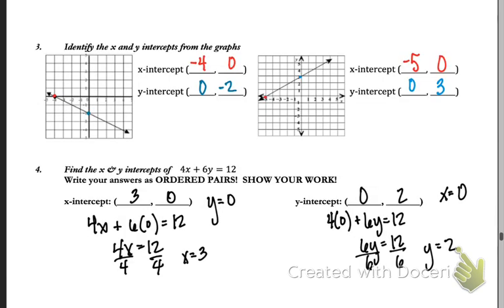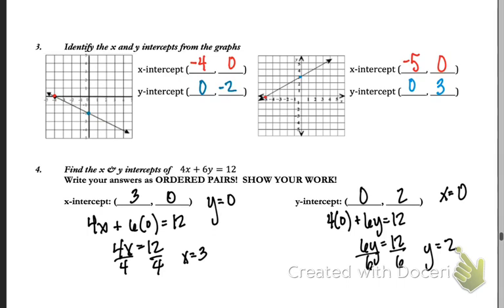Number 3. Identify the x and y intercepts from the graph. Remember, the x-intercept is where the graph crosses the x-axis. So you can see there's a red dot at (negative 4, 0). And the y-intercept is where the graph crosses the y-axis. So we have (0, negative 2). On the next one, you can see that the graph crosses the x-axis at (negative 5, 0). And the graph crosses the y-axis at (0, 3).